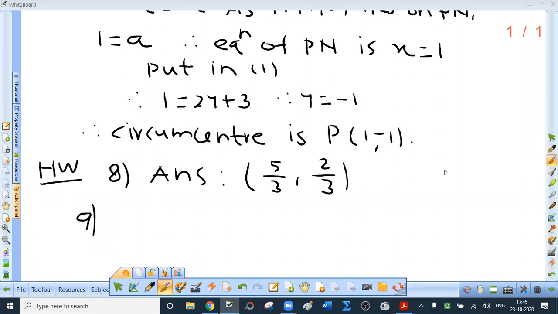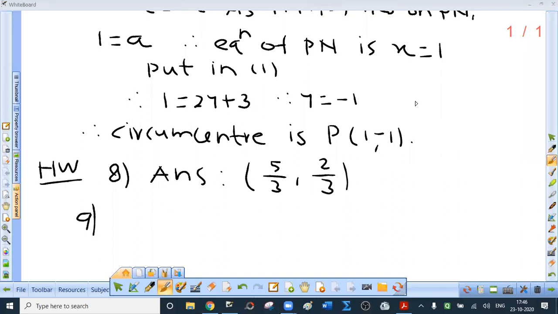Sum number 9. Show that the lines 3x minus 4y plus 5 equal to 0, 7x minus 8y plus 5 equal to 0, and 4x plus 5y minus 45 equal to 0 are concurrent. Find their point of concurrence. I have explained two methods. You may say, sir, the determinant method is the simple one. Yes, I agree. But in that case, you will have to find the point of concurrence separately using Cramer's rule or any other method. So which is the other method?